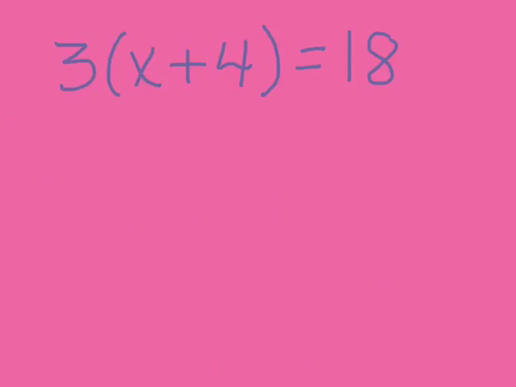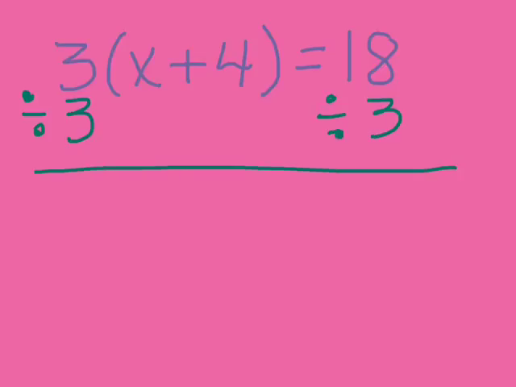So I have 3 times the quantity x plus 4 equals 18. Again, it wouldn't hurt anything if you distributed, but it's an added step you don't need. You could distribute and get 3x plus 12, subtract 12 and divide by 3. You could just right off the bat get rid of the times 3. So that's what we're going to do. We're going to divide both sides by 3, and just undo that times 3 that's outside the quantity.